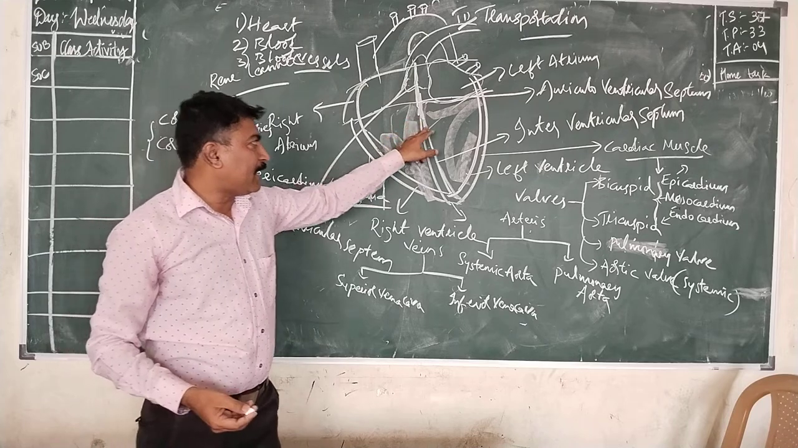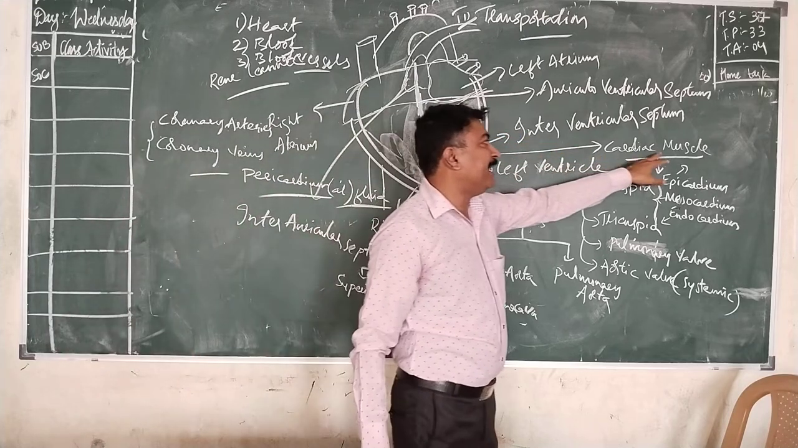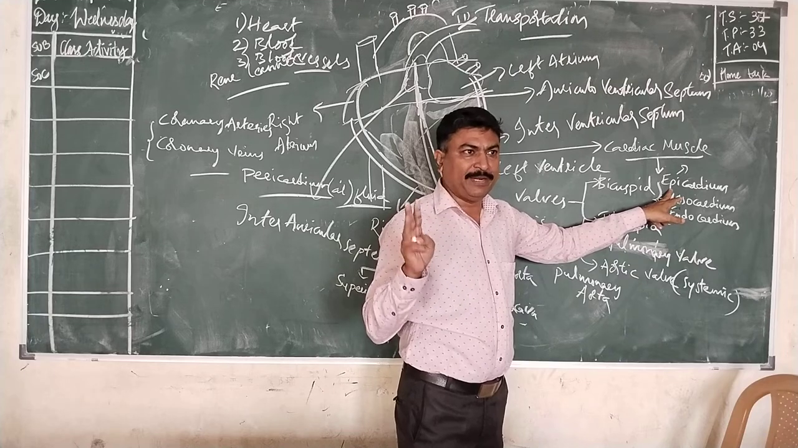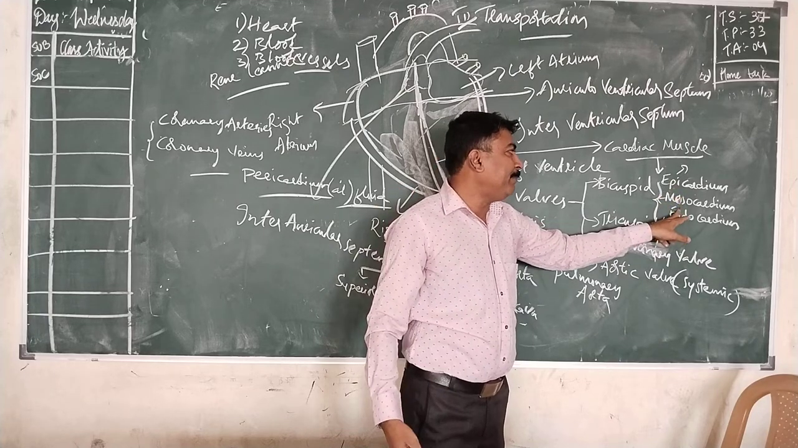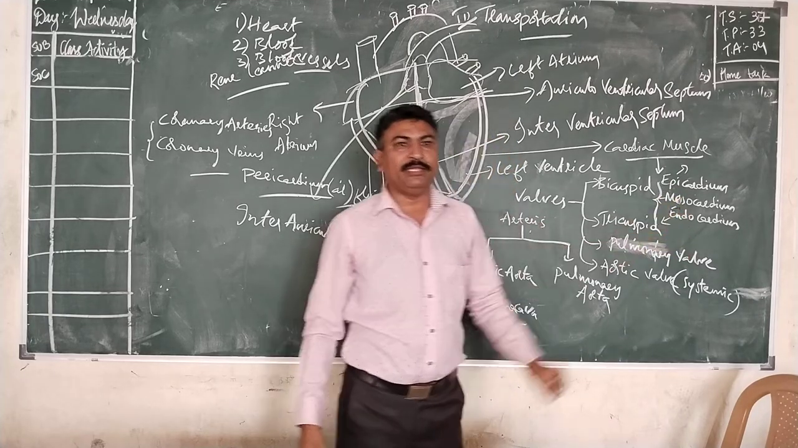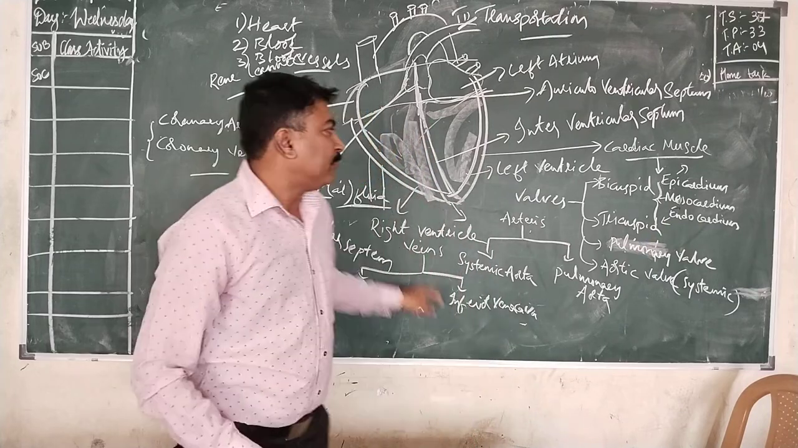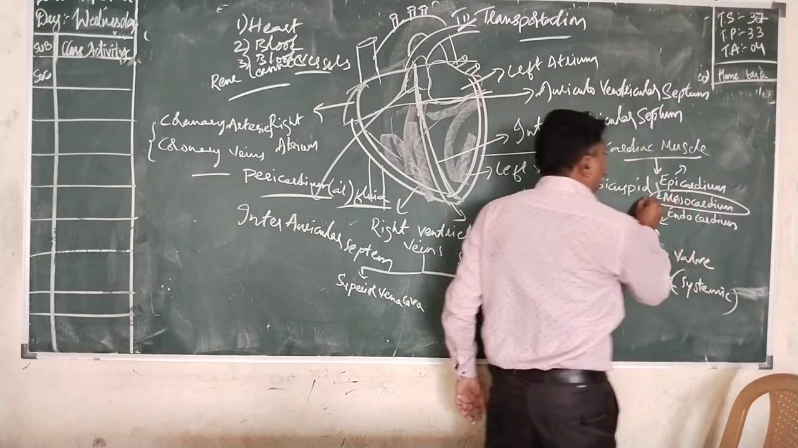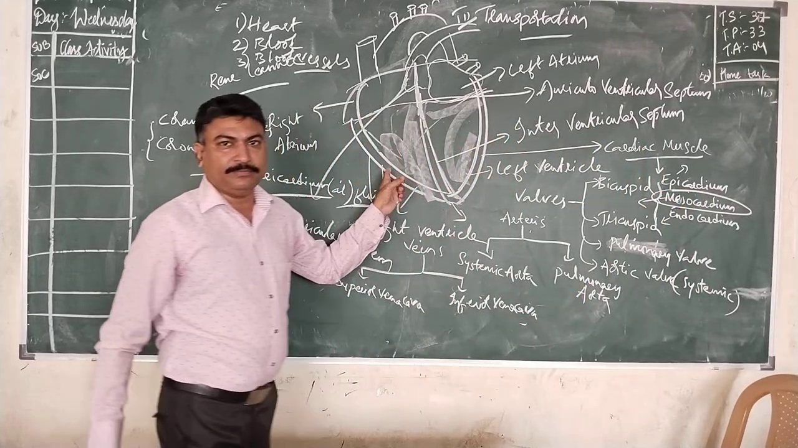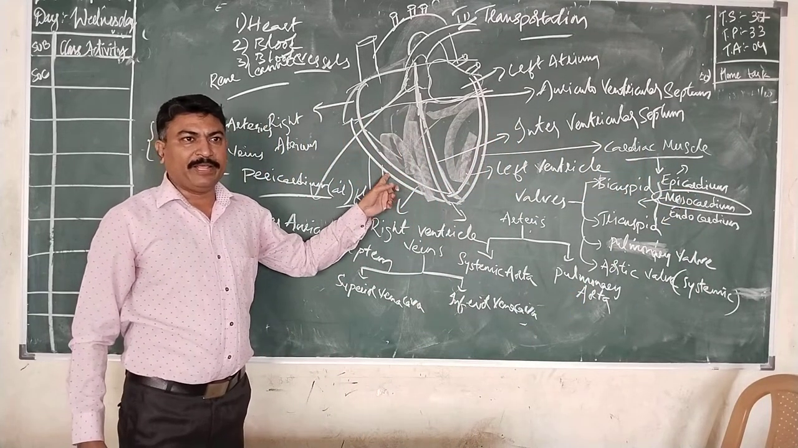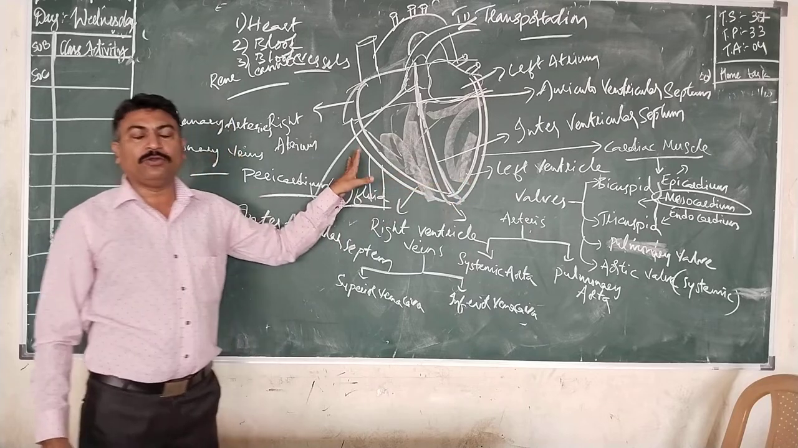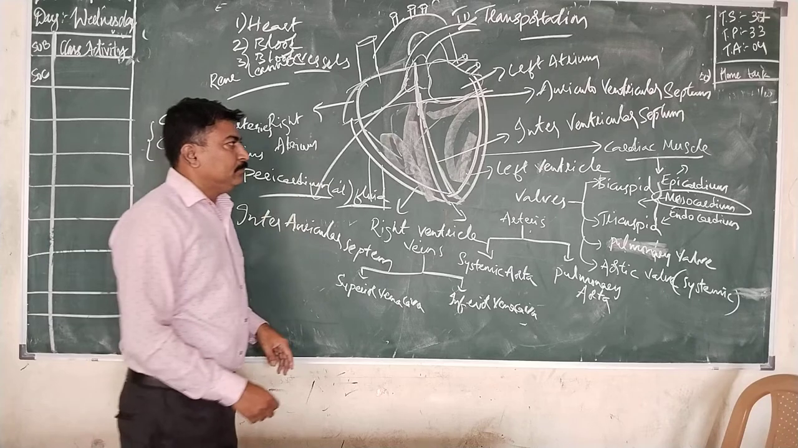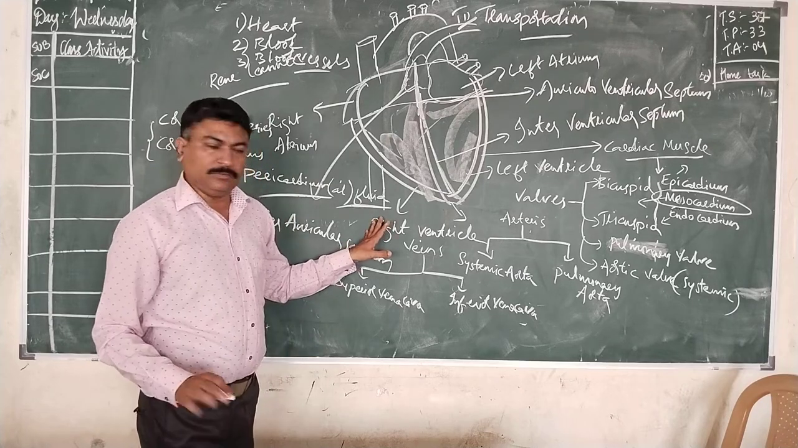And the entire heart is made up of a muscle known as cardiac muscle, which in turn is made up of three layers: epicardium, mesocardium, and endocardium. These are the three layers. Out of these, the mesocardium plays a major role in the functioning of the heart. Mesocardium plays a major role in the functioning of the total heart. Is it clear up to here?